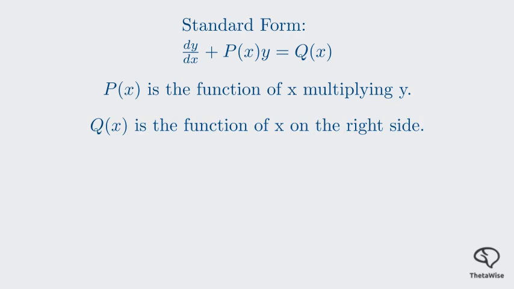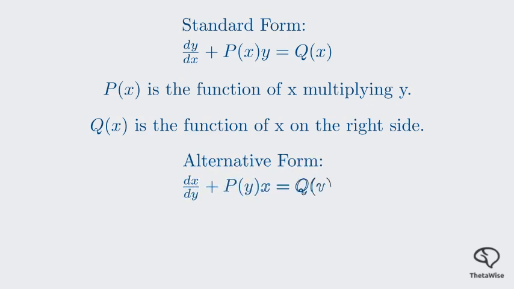An important side note: you might also encounter equations where x is the dependent variable and y is the independent variable. In this case, the standard form changes to dx/dy plus P(y) times x equals Q(y). Everything is flipped. We'll see an example of this later on. For now, we'll focus on the more common form, with y as the dependent variable.